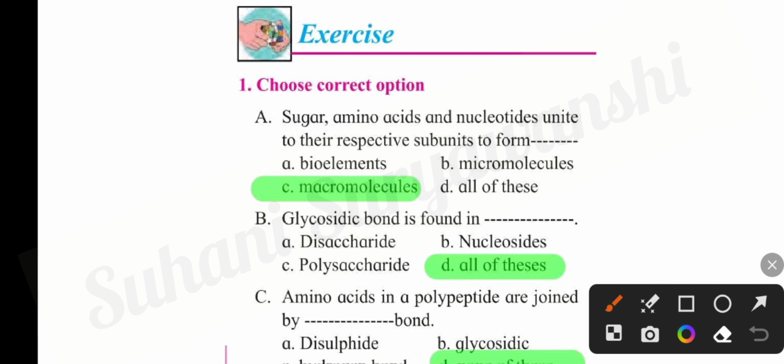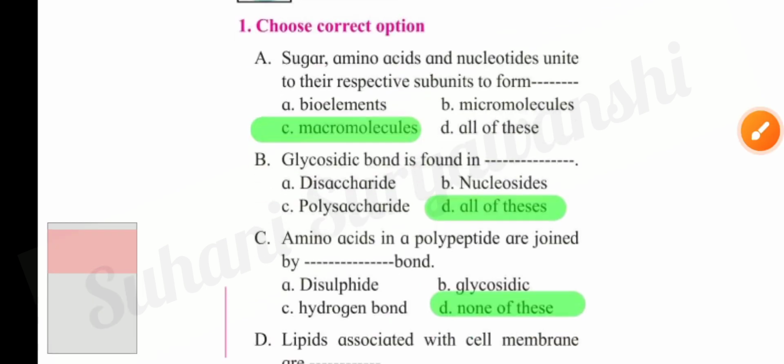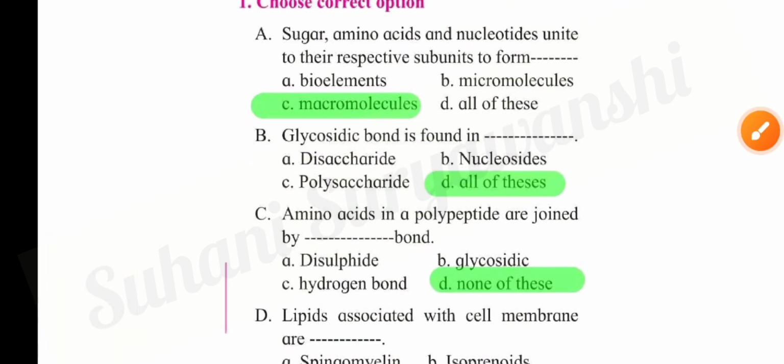A. Bioelements. B. Micromolecules. C. Macromolecules. And D. All of these. So correct answer आहे option C. Macromolecules. Next, glycosidic bond is found in dash. A. Disaccharides. B. Nucleosides. C. Polysaccharides. And D. All of these. So the answer is all of these.